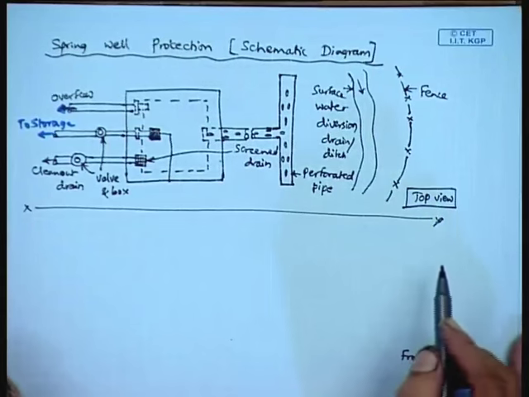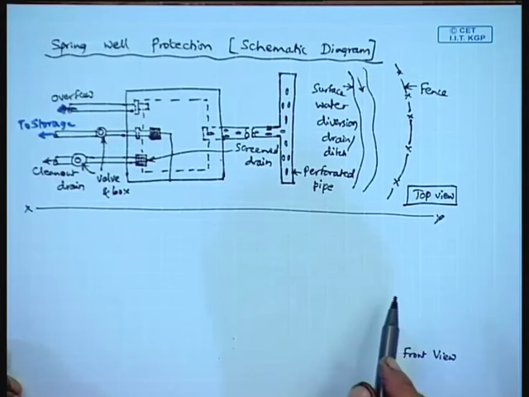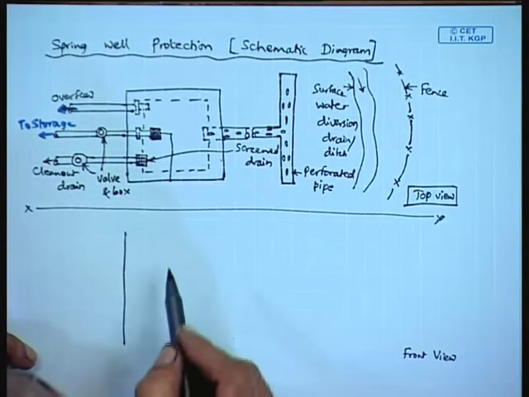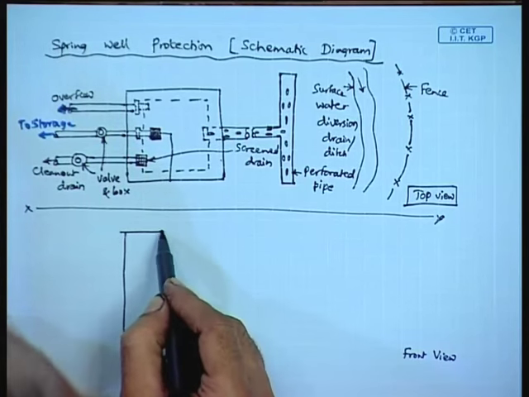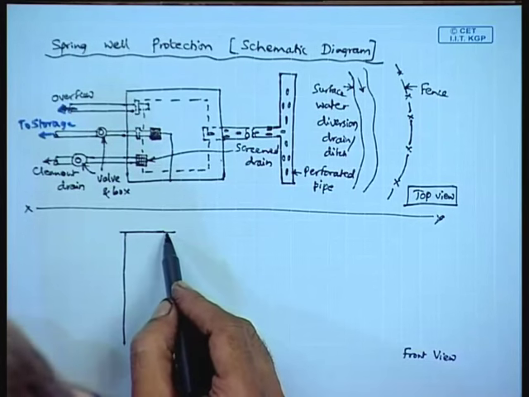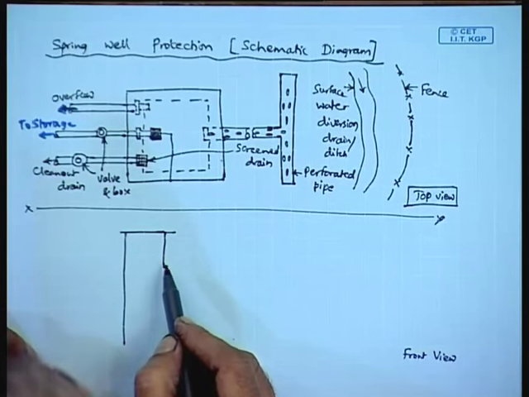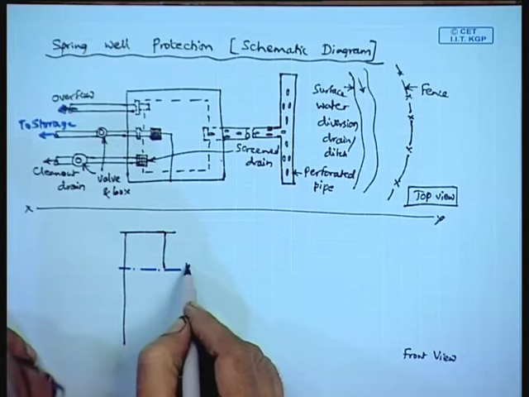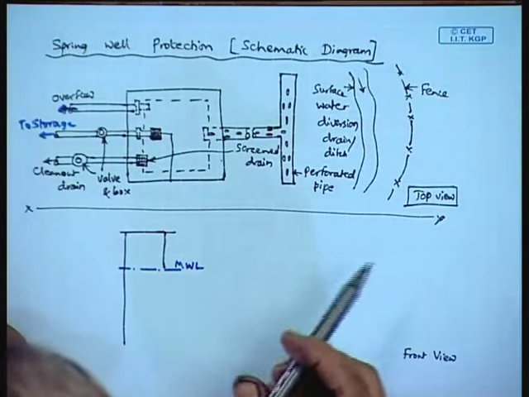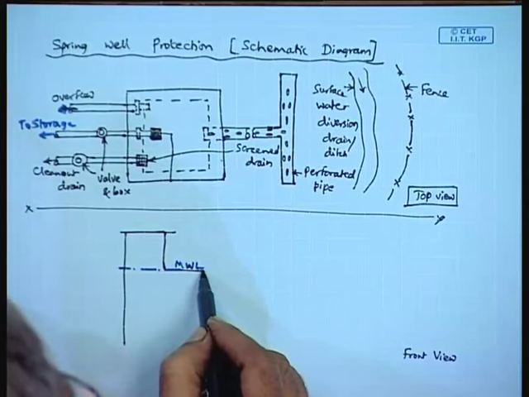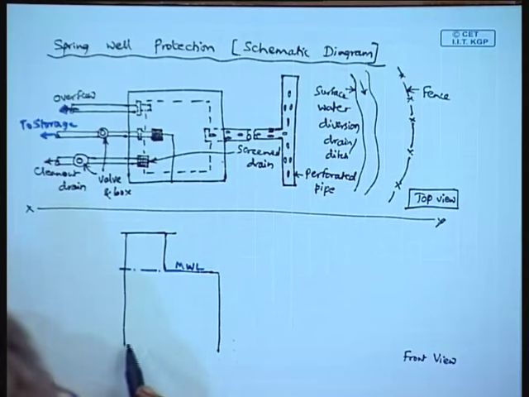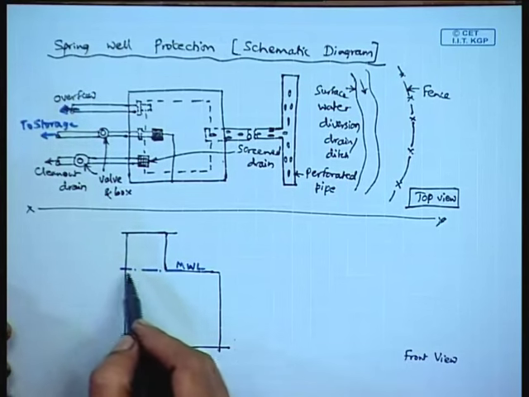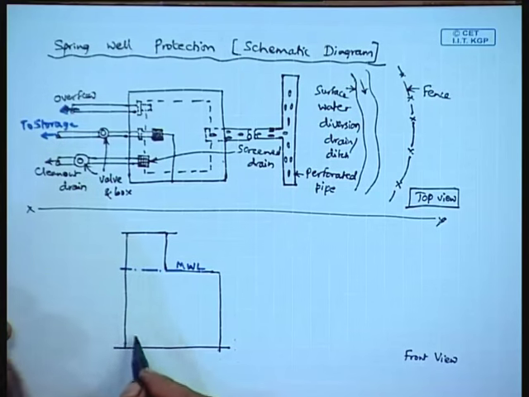Now let me show the same thing in the front view. Here you have the MWL, maximum water level. And here there is a screen drain.